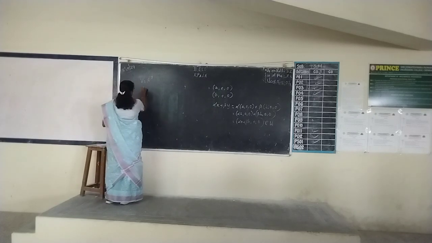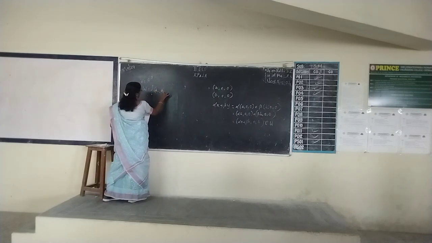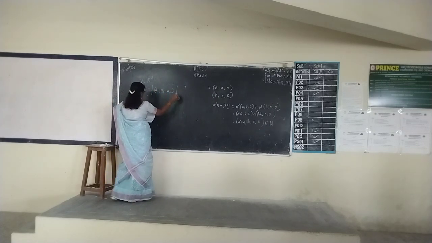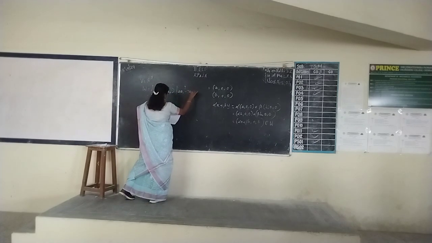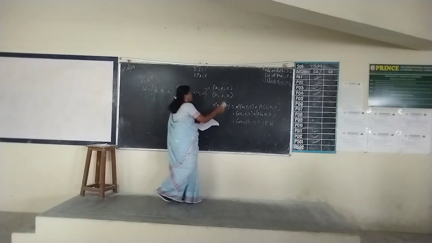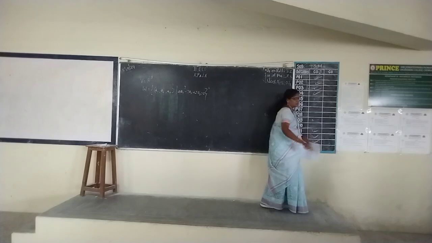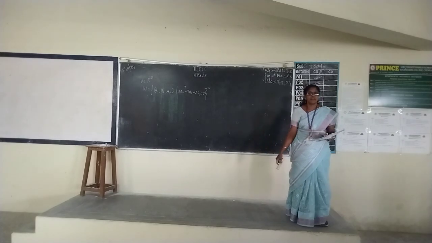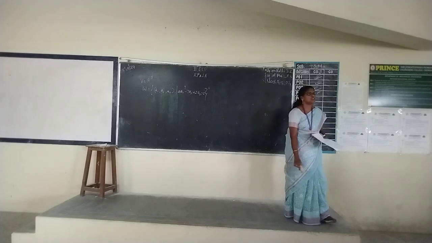Verify whether W is equal to the set of triples (a1, a2, a3) such that 2a1 minus 7a2 plus 2a3 equals 0. Is it a subspace or not?